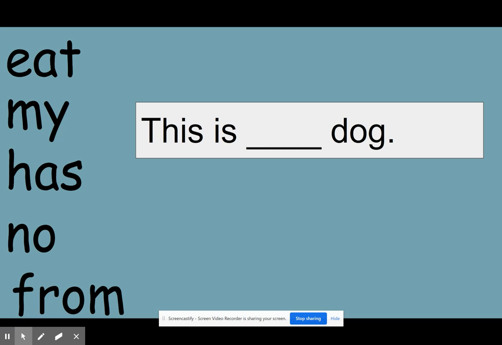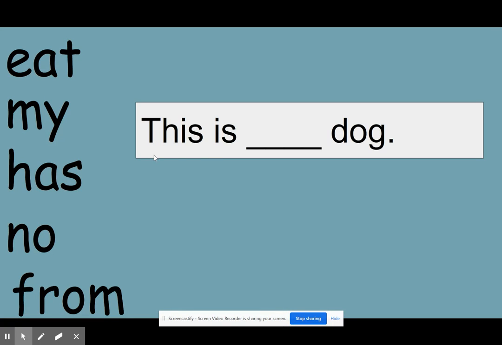So here's the sentence that you're looking at. So go ahead and try and read that to yourself. And we're trying to figure out what word is missing. And you're going to write the missing word on your board. You're not going to try and write the whole sentence. You're just going to think what word would make sense here. Okay, so it says, this is blank dog.